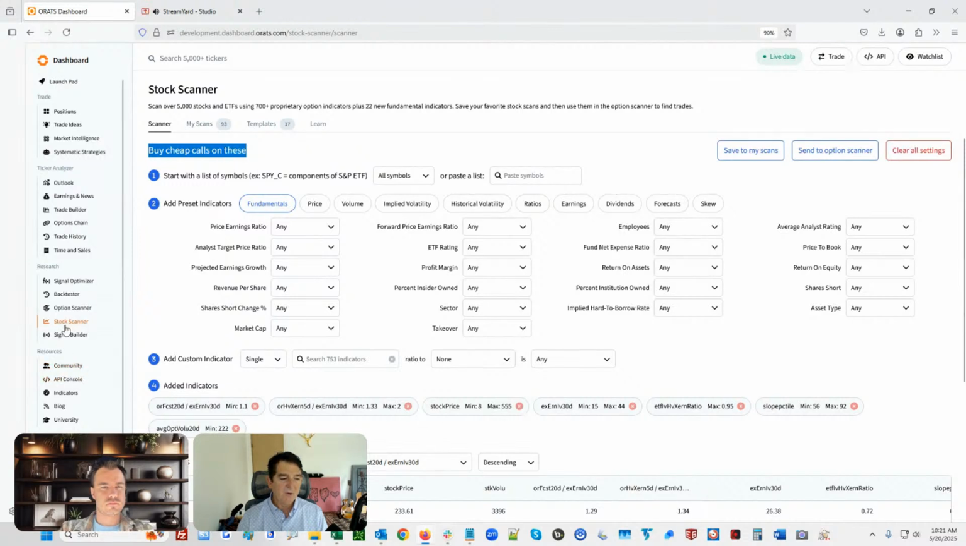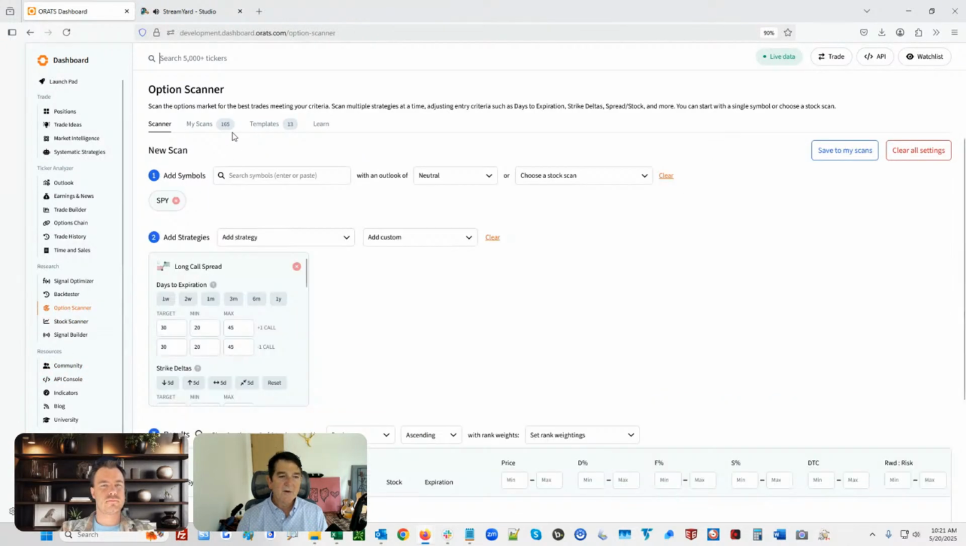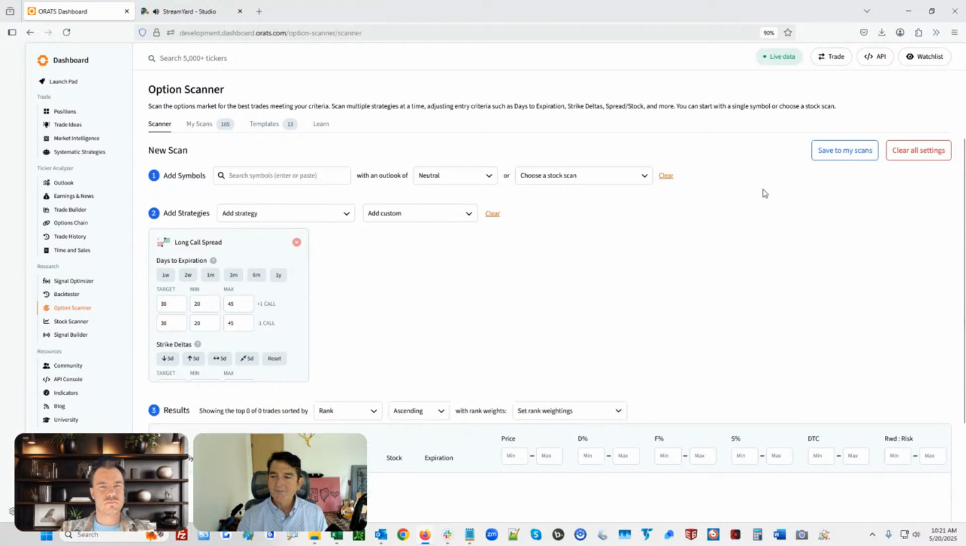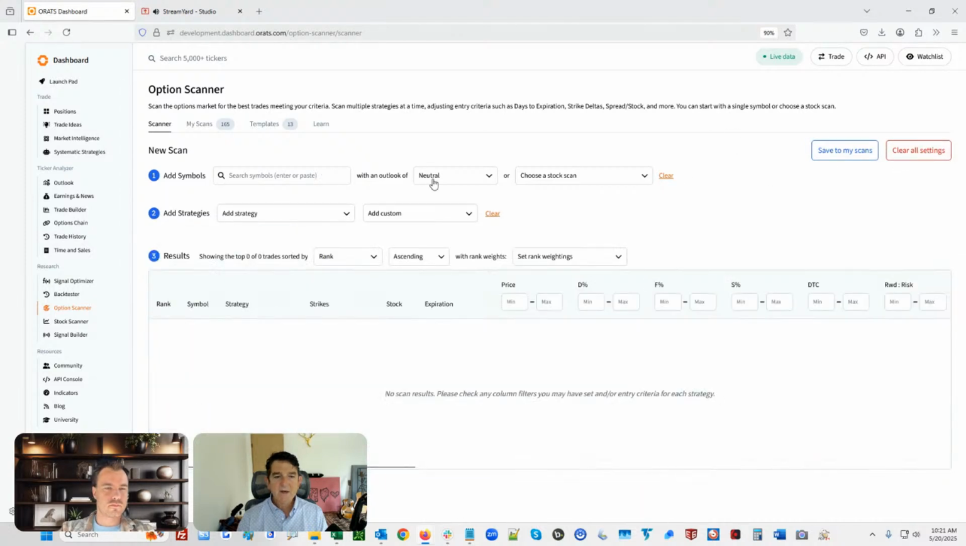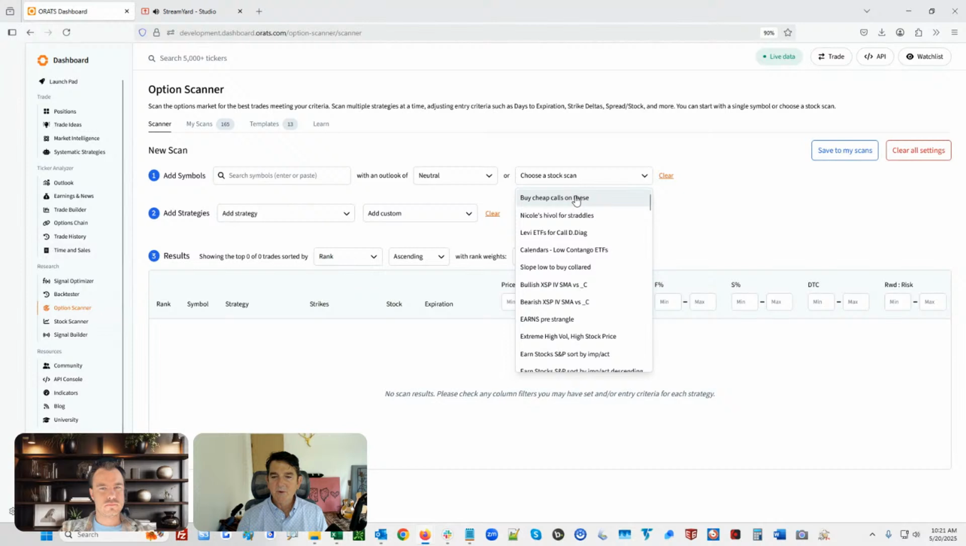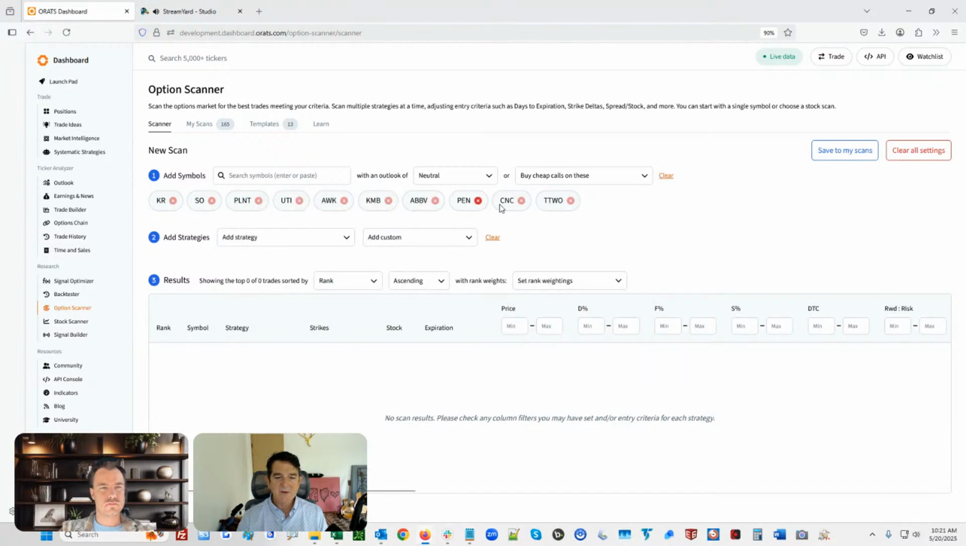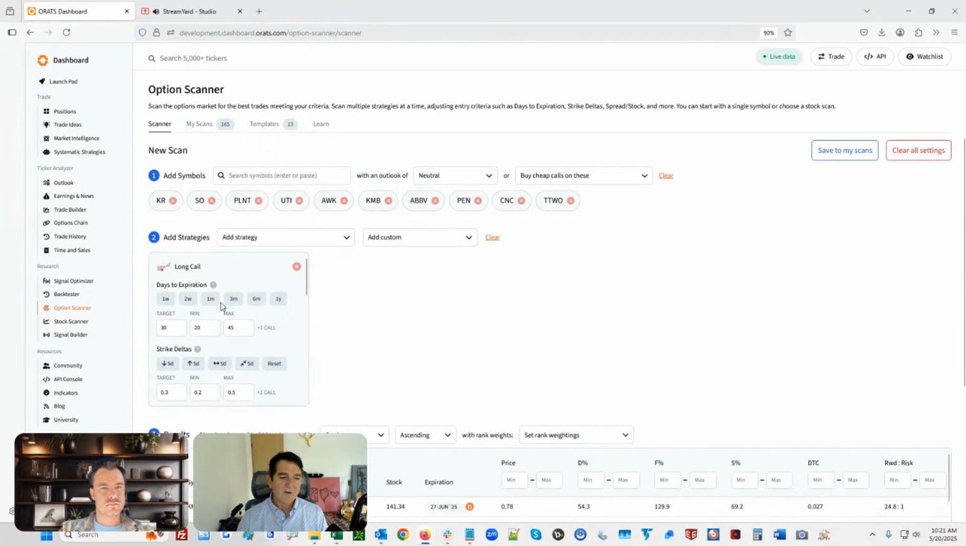So we're going to go over to the option scanner. I'm going to clear out everything, clear all settings, and choose a stock scan when we're adding symbols. So 1, 2, 3. It's 1, add symbols. Which symbols? Buy cheap calls on these, and they're the same ones. What strategy? We want to buy a long call.